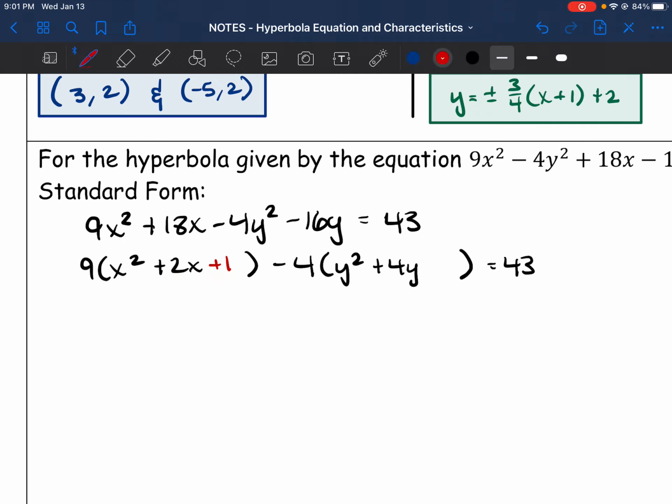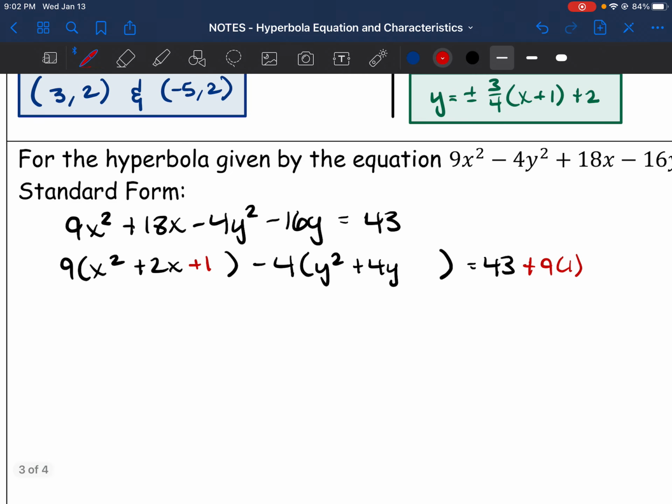Okay. Now remember that we also have to keep the equation balanced. If I put a plus 1 here, notice that it's getting multiplied by the 9 that we factored out. So to balance the left side of the equation with the right side, we have to add 9 times 1 to the right side.